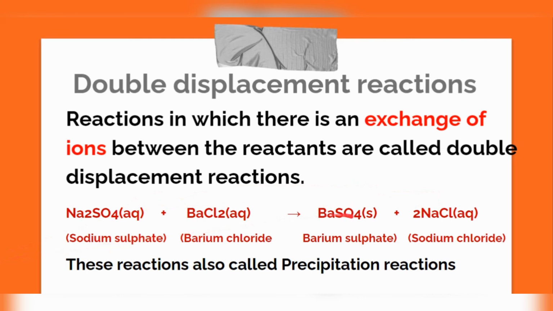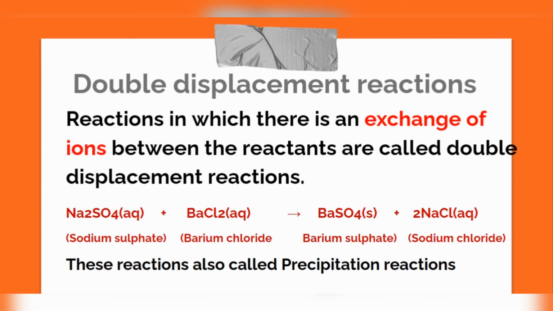So double displacement reaction means there will be an exchange of ions between each element. So in Na2SO4, Na will be exchanging its SO4 with the chlorine, and in BaCl2, chlorine's ion will be exchanging with the sulfate ion. So NaCl and BaSO4 are the final products. So these types of reactions are called double displacement reactions.